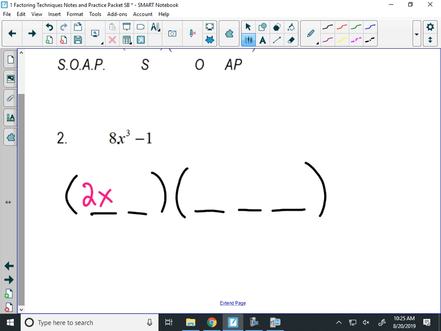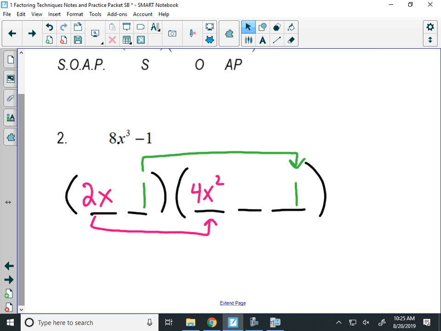What's the cubed root of 1? 1. Don't worry about the negative sign, just do the number. Cubed root of 1 is 1. Now let's fill in the trinomial, then we'll do the signs. The first blank, I square 2x. What is that? 4x squared. To get the very last blank, I square the second number. What's the square of 1? 1. And how do I get the middle? Multiply. 2x times 1 is 2x.